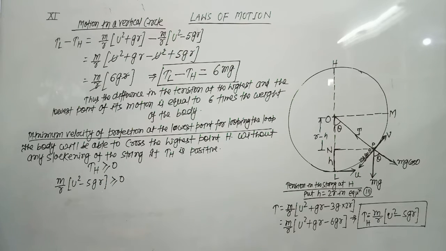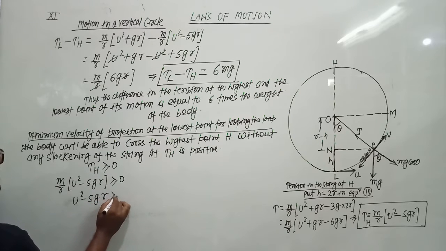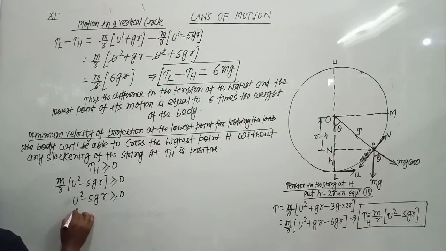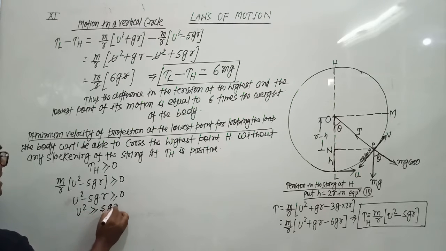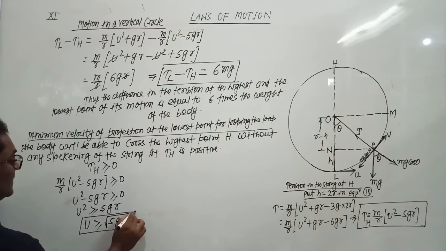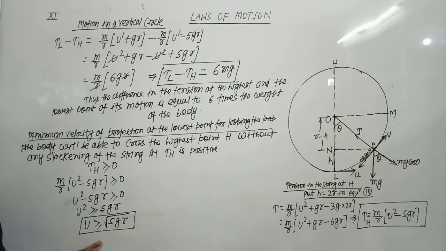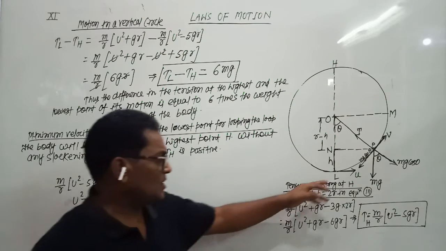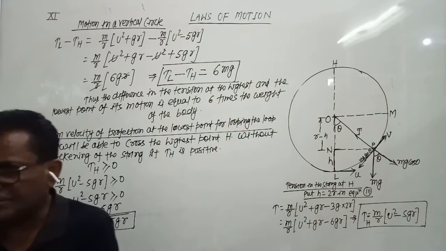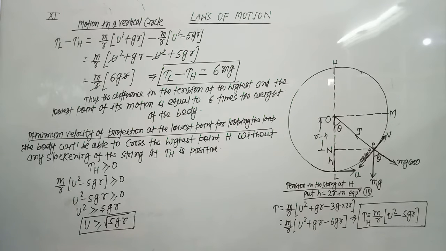m by r, u square minus 5gr should be greater than or equal to 0, and this becomes u square minus 5gr greater than or equal to 0, and u square is greater than or equal to 5gr, and the value of u should be greater than or equal to under root of 5gr. So this is the minimum velocity at the lowest point L, because at the lowest point the velocity we have taken is u. So u should be greater than or equal to under root of 5gr.